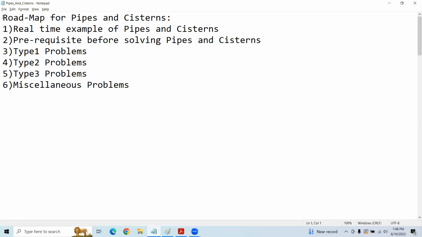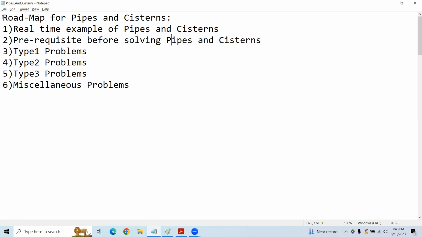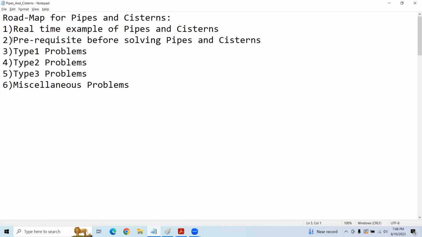Today we are going to learn the topic pipes and cistern. So this is the roadmap for learning pipes and cistern. We will look at the real-time example of pipes and cistern where we use it in our day-to-day life. Then we will look at the prerequisite that we should be aware of before solving pipes and cistern problems.